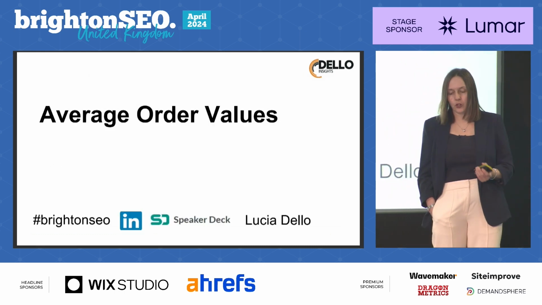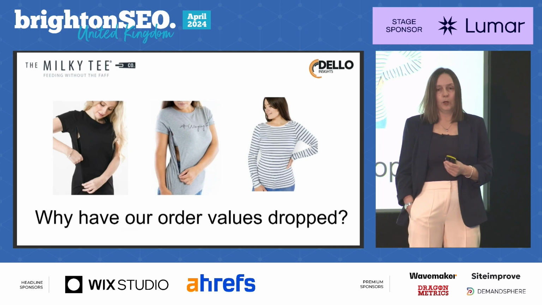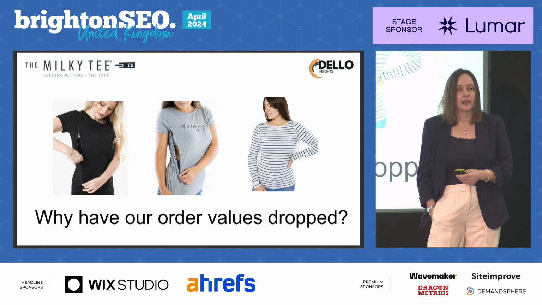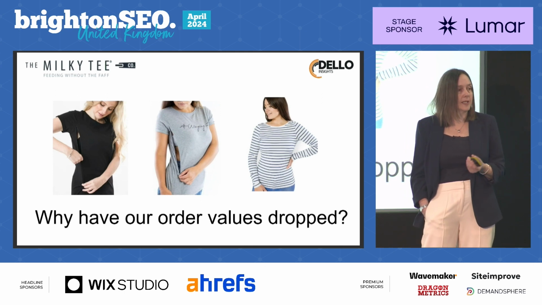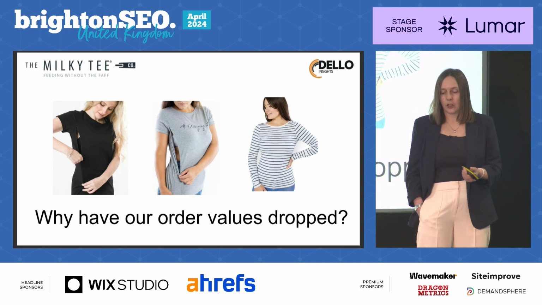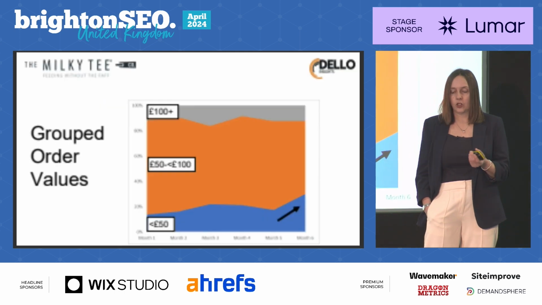So going on now to average order values. This is a company called Milky Tea. They do breastfeeding t-shirts. Their best-selling product is a t-shirt that sells for around £30, and they're really trying to understand why the order values have dropped. So this is in Shopify. Shopify tells you the average order values.